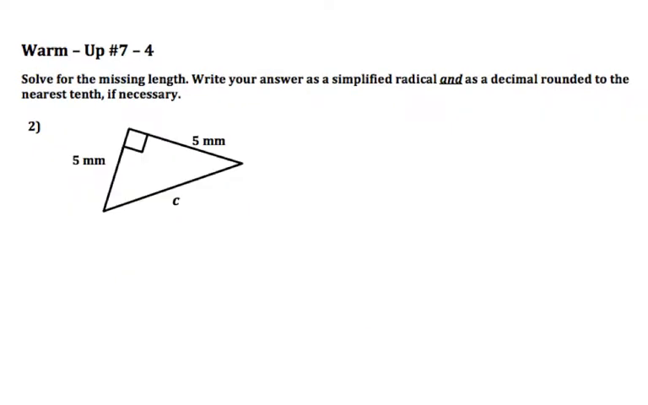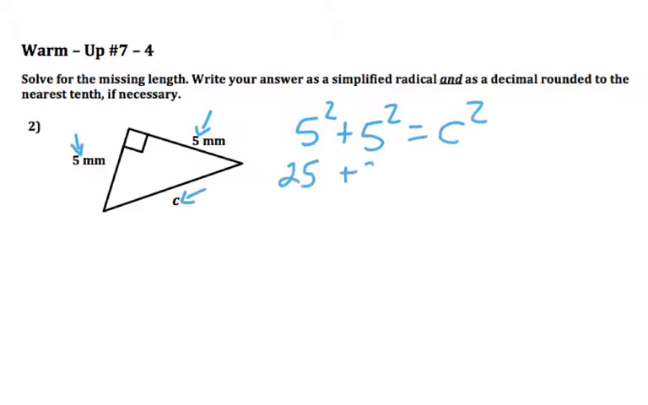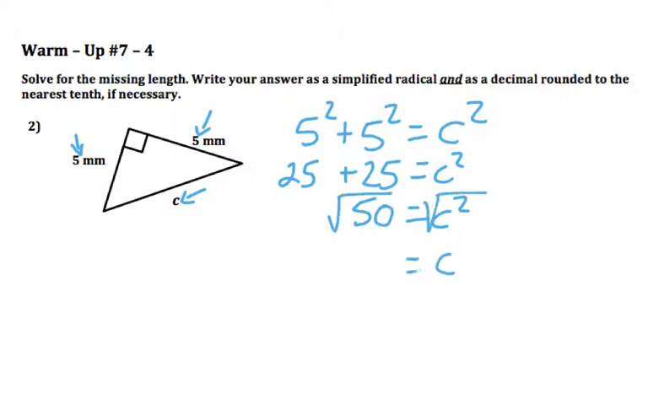Number 2. So here we have 3 side lengths. We have a side length of 5 meters, another side length of 5 meters, and C. Now C is the hypotenuse, so we're just going to substitute 5 in for A and B in the Pythagorean theorem equation. So we'll have 5 squared plus 5 squared is equal to C squared. And well, 5 squared is 25, so we have 25 plus 25 is equal to C squared, or 50 is equal to C squared. Then we're going to take the square root of both sides, so we can find C, and we get that C is equal to the square root of 50.